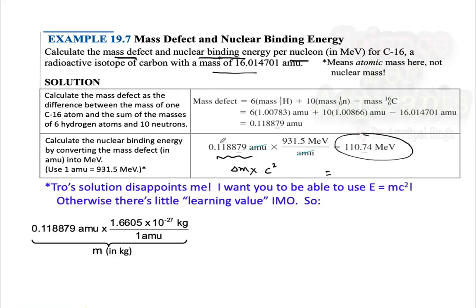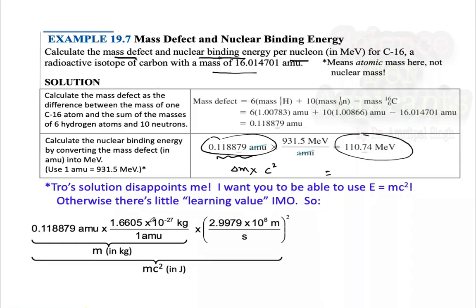So if I write this value and convert it in terms of kilograms, I multiply with 1.66 into 10 to the power minus 27, and then I multiply it with C square. So this is the value of delta M in kilogram, and C is in meter per second square. So this value comes out in terms of joules.